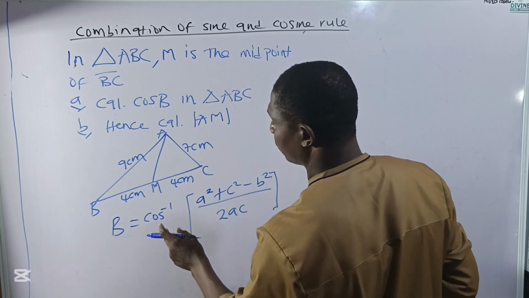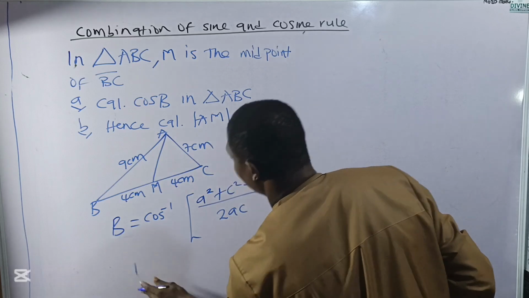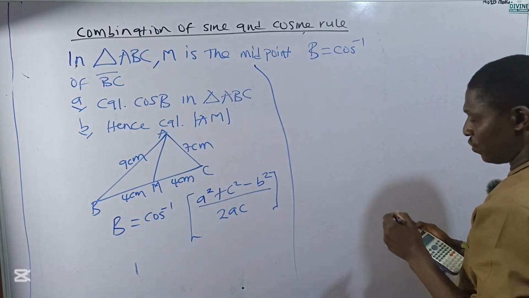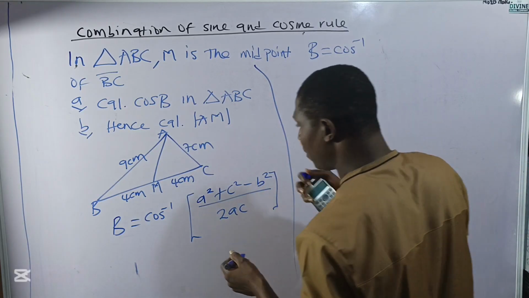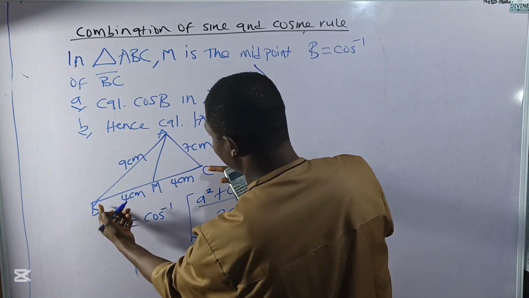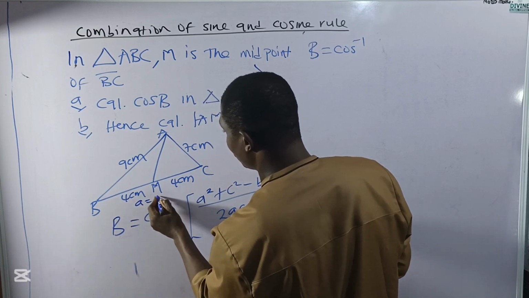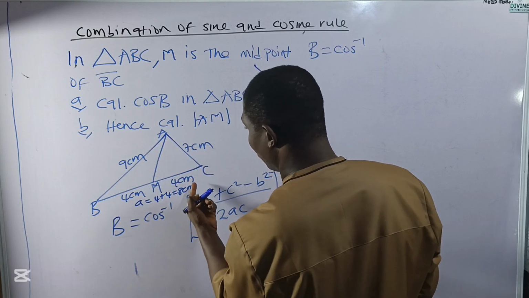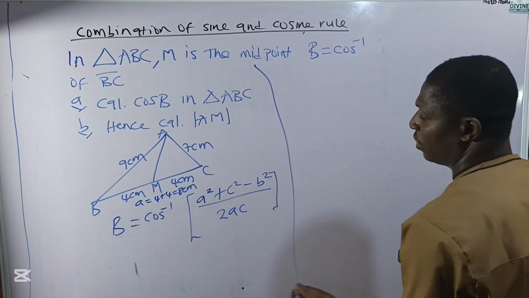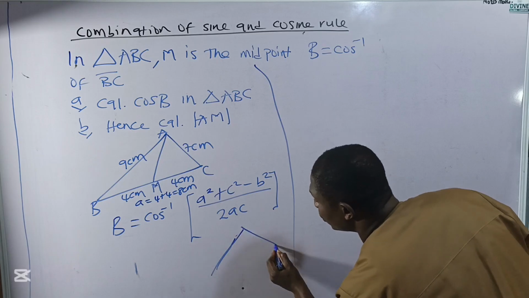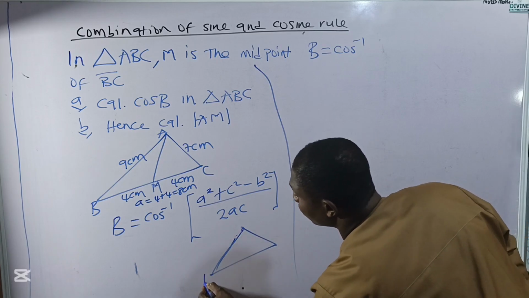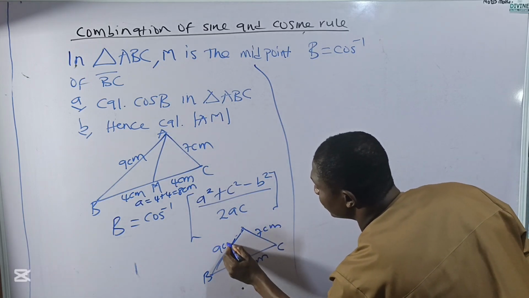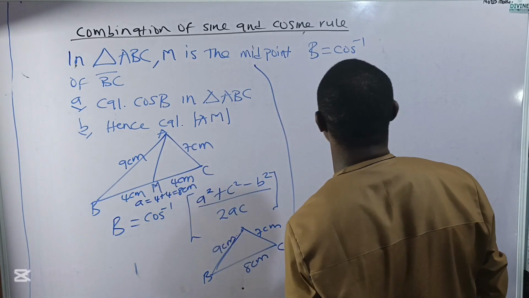Let me use the top. I will have B equals cos inverse of my A. Let me check my A. My A is BC, so A equals 4 plus 4, which is 8 cm. My A is facing BC, because I'm considering angle ABC in full. Look at it. So this is B, this is C, this is 8 cm, this is 7 cm, and this is 9 cm. I'm neglecting this line. Take note.